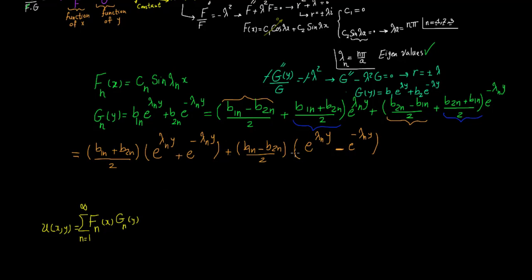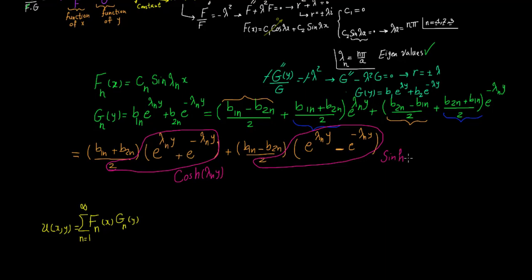Why did I do it this way? Because we ended up getting some useful functions. 1/2 of exponential of lambda n y plus exponential of negative lambda n y. This is called cosine hyperbolic of lambda n y. And similarly for the second expression, we have 1/2 of the difference of exponential of lambda n y and exponential of negative lambda n y. This is called the sine hyperbolic of lambda n y.